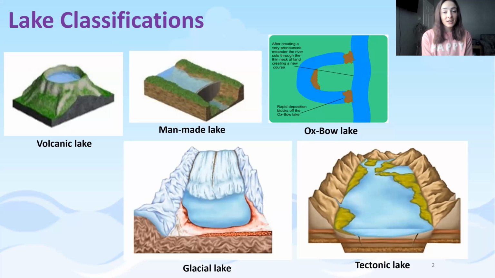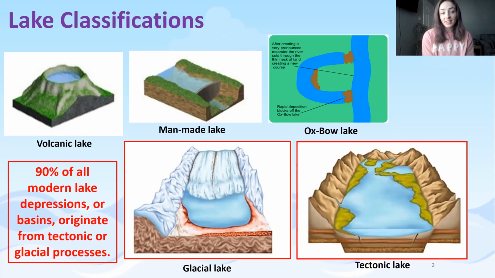The 5 main categories of lakes, which are shown here, include volcanic crater lakes, man-made lakes by dams, oxbow lakes, and glacial and tectonic lakes. The majority of modern lakes, about 90% of them, are of tectonic or glacial origin.